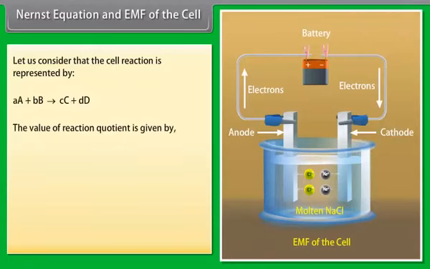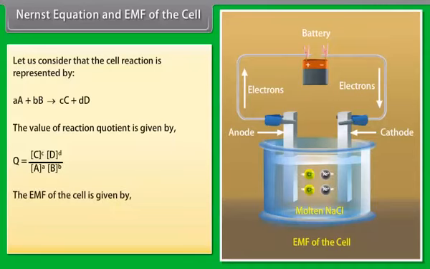EMF of a cell constructed from electrodes in non-standard conditions is given by E cell is equal to E naught cell minus 2.303 RT upon nF multiplied by log Q. At 298 Kelvin, this equation becomes E cell is equal to E naught cell minus 0.0591 upon n multiplied by log Q.